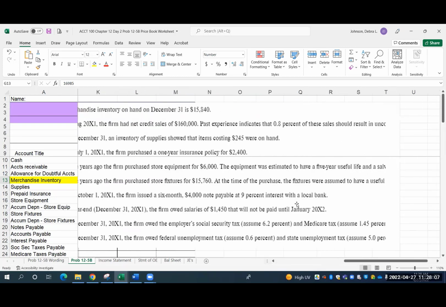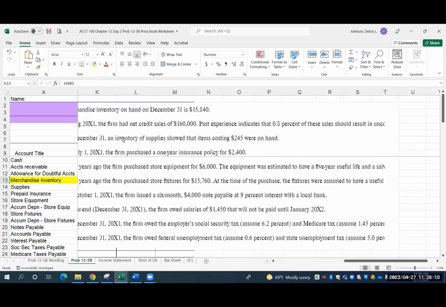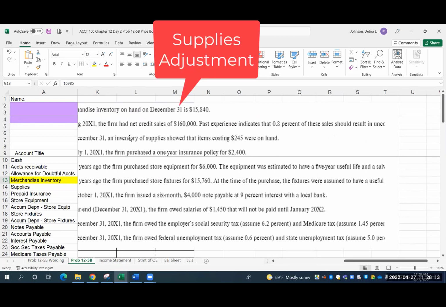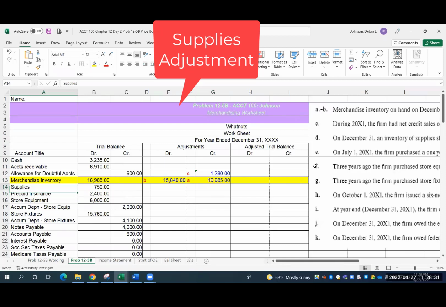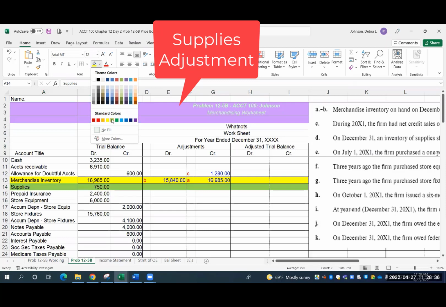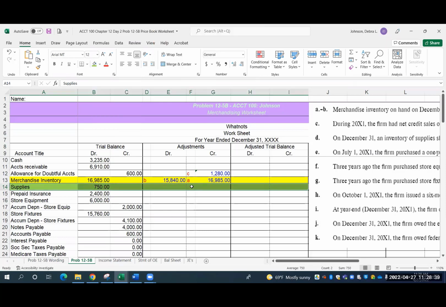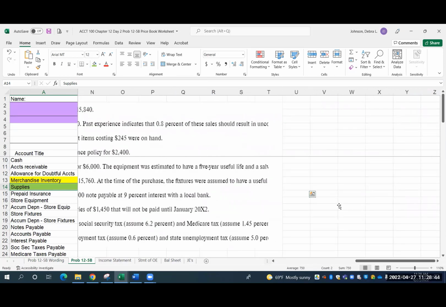Okay, D says, on December 31st, an inventory, that's important. That tells you how much of the supplies were left. Remember what we're after, and the author makes our life difficult because he goes back and forth with the wording. He tells us that there were 245 of supplies on hand. So go find the supplies account. I'm going to highlight it in a different color so your eyes are on where I'm talking about. I'll put it in green. Right now, there's 750. And what they told us was that it was 245.